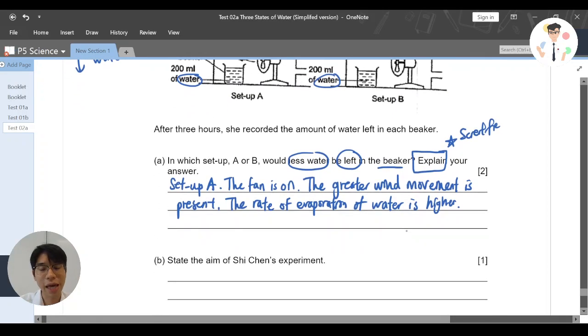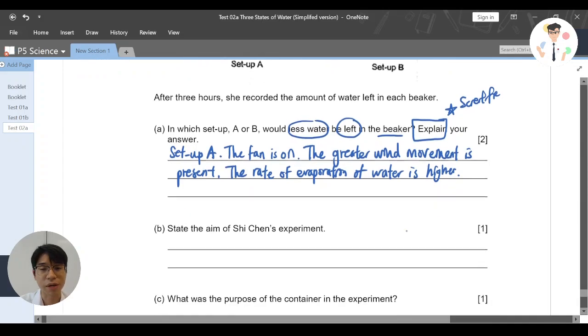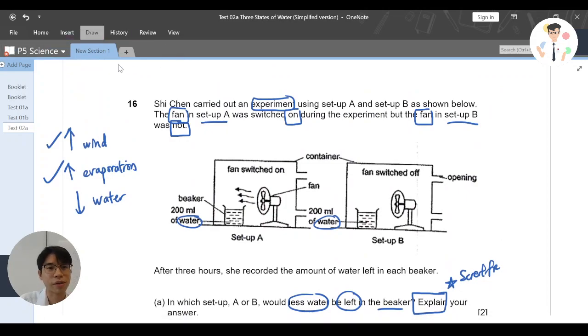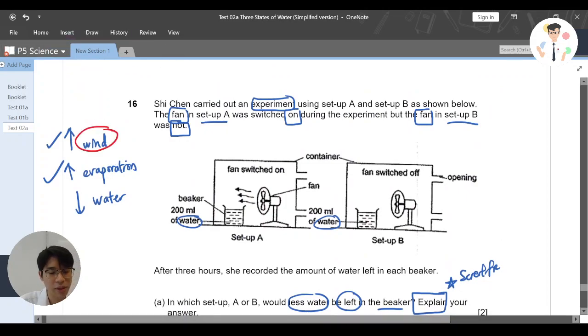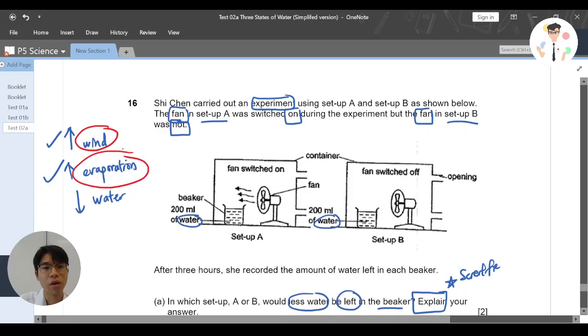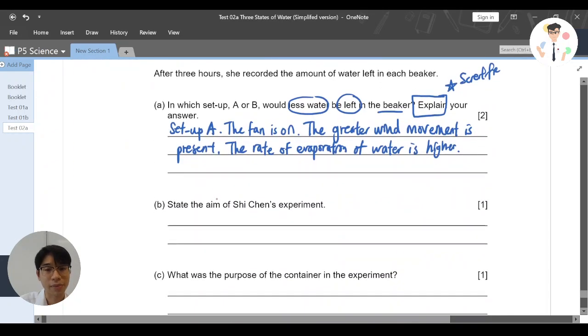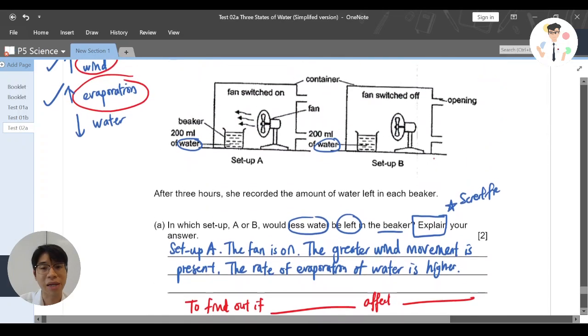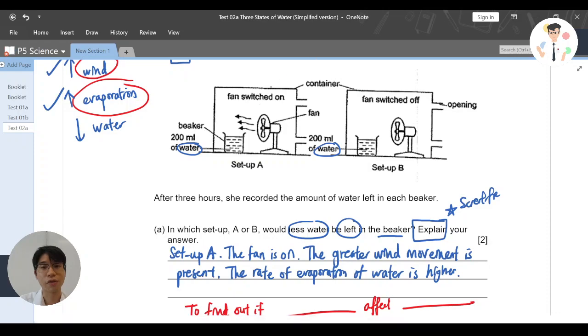B here says state the aim of Sichen's experiment. Again, it all comes back to the wind and the evaporation. So how do you write the aim? I told you already just now many times, it's always to find out if the changed variable affects the result. And what is the changed variable that I have here? What's something different here? The fan, right?